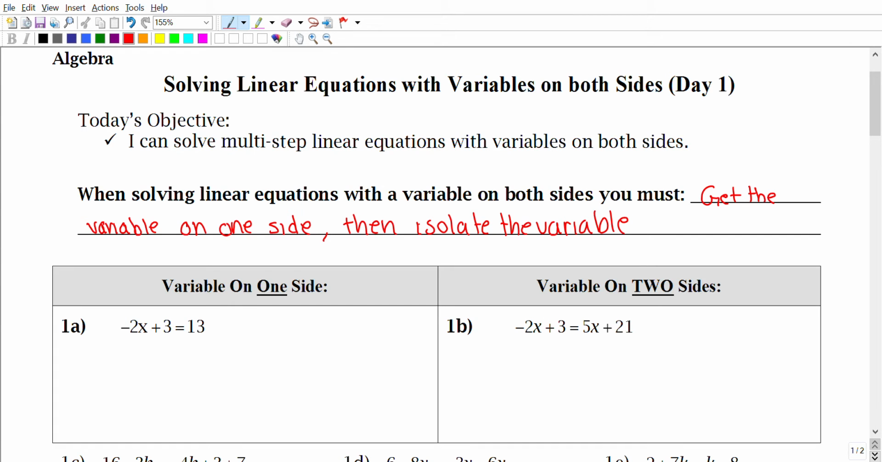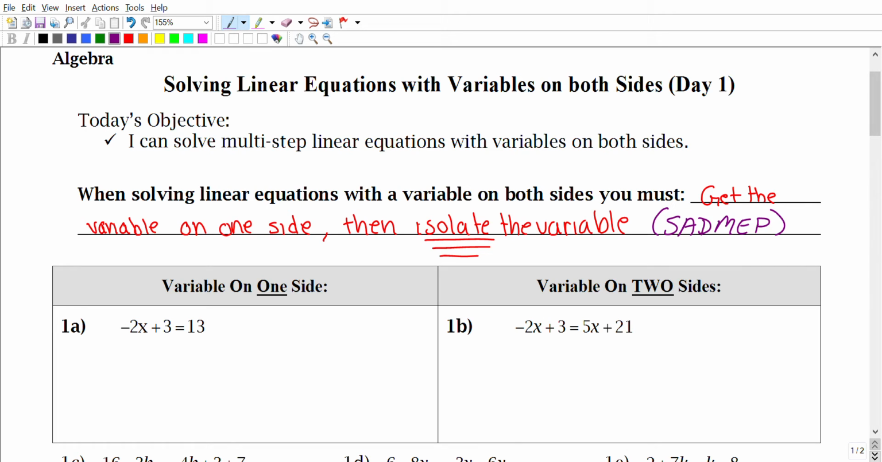So what does that mean? We have to get the variables on one side of the equal sign. So if you have a 2x, for example, on the left side, and a 10x on the right side, we have to make sure we get those all on one side so we can then solve by isolating the variable. By isolating the variable, we mean SADMAP. We've been doing that for the past couple of days. Hope you guys still remember, but we're using SADMAP for those types of problems.